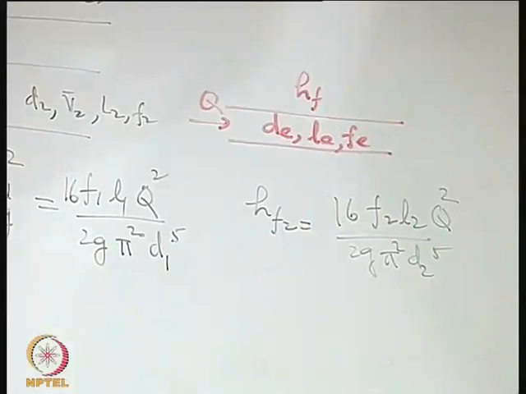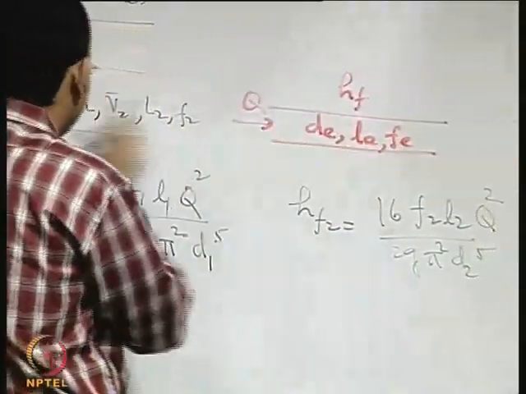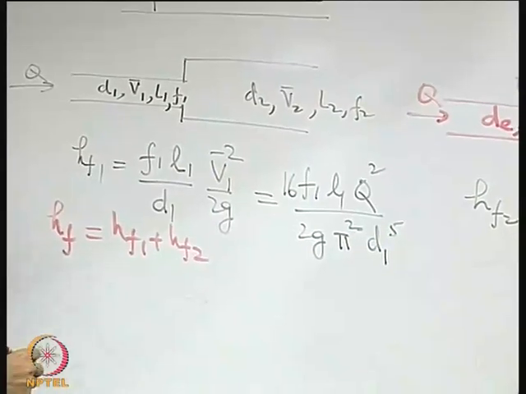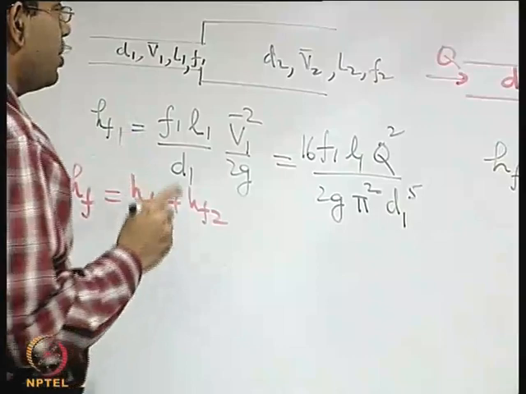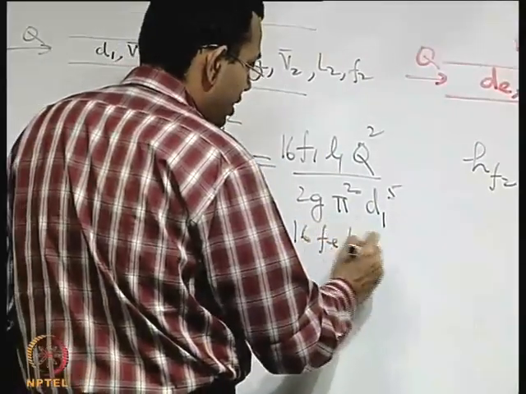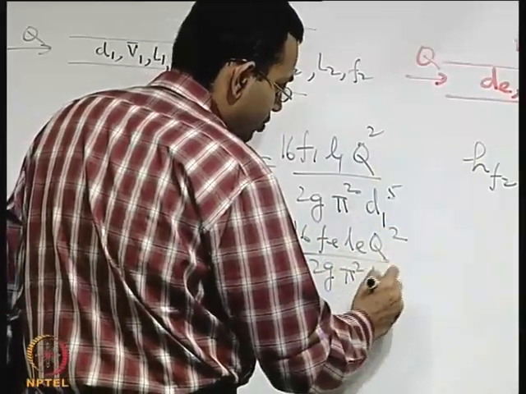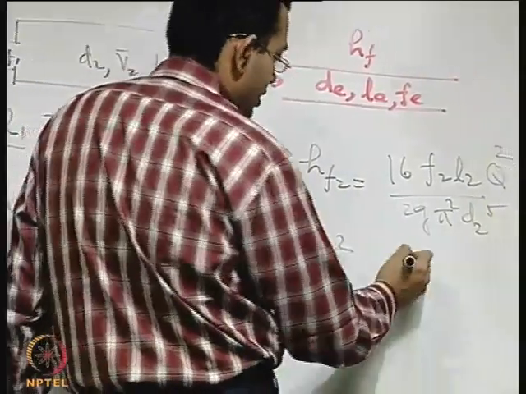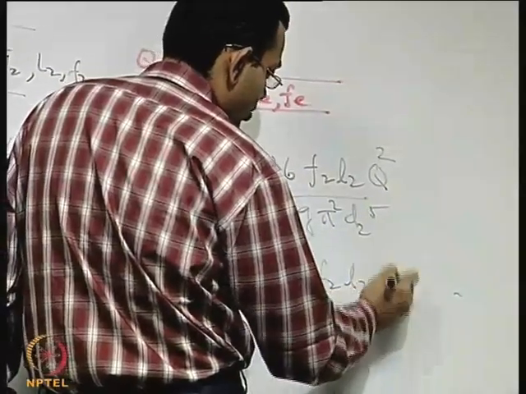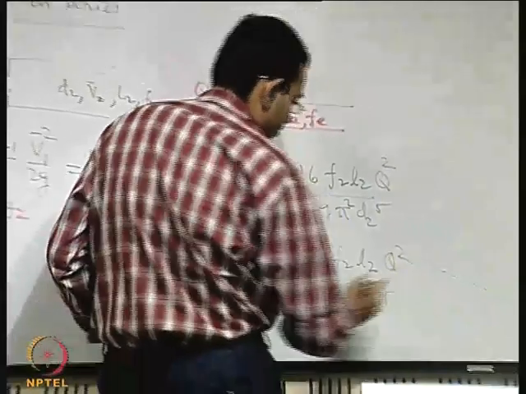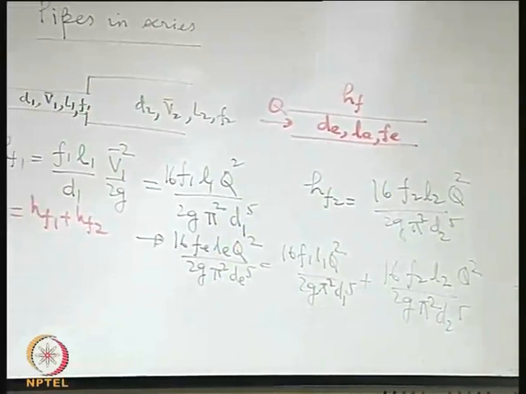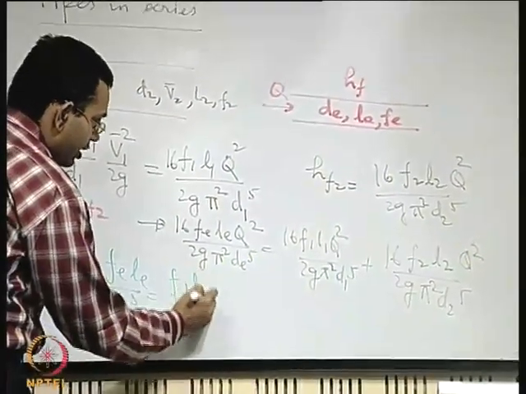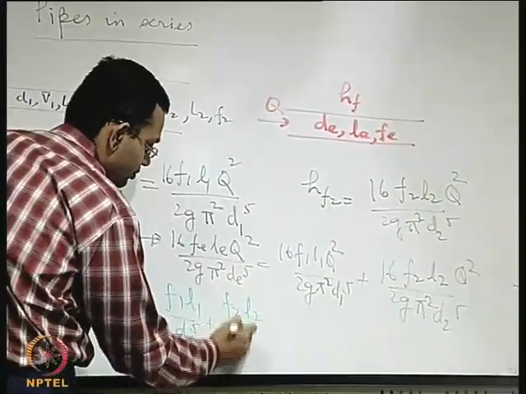So when you express HF in this equivalent situation, HF must be equal to the sum of HF1 and HF2. If you write HF for the equivalent pipe, a single pipe of length LE, you can write 16 FE LE, same Q, by 2G pi square DE to the power 5, equal to 16 F1 L1 Q square by 2G pi square D1 to the power 5 plus 16 F2 L2 Q square by 2G pi square D2 to the power 5. From this we get a very important expression: FE LE by DE to the power 5 is equal to F1 L1 by D1 to the power 5 plus F2 L2 by D2 to the power 5.